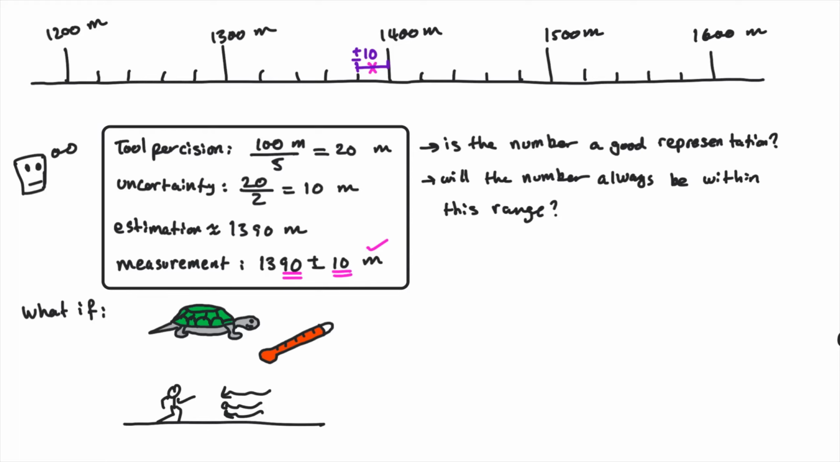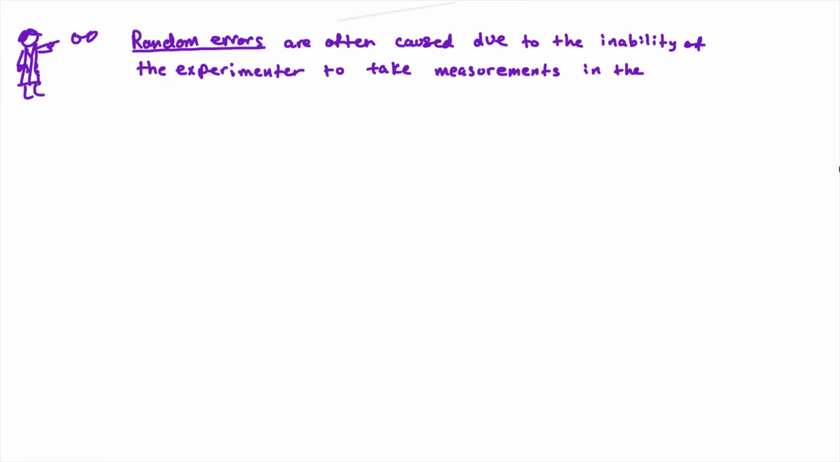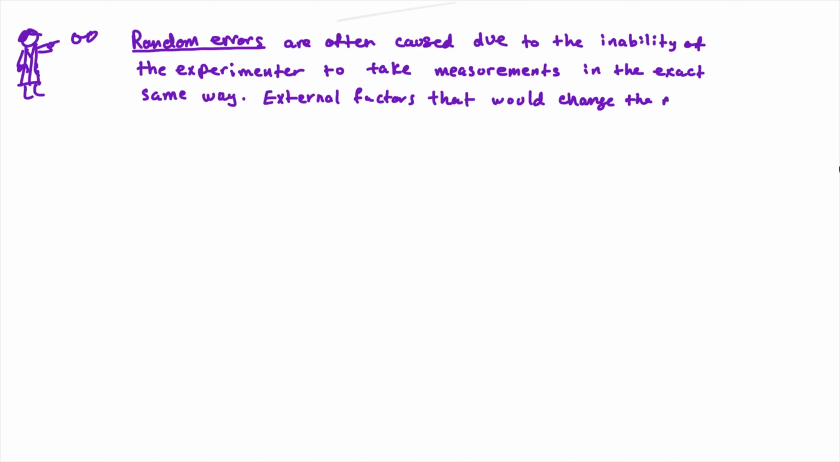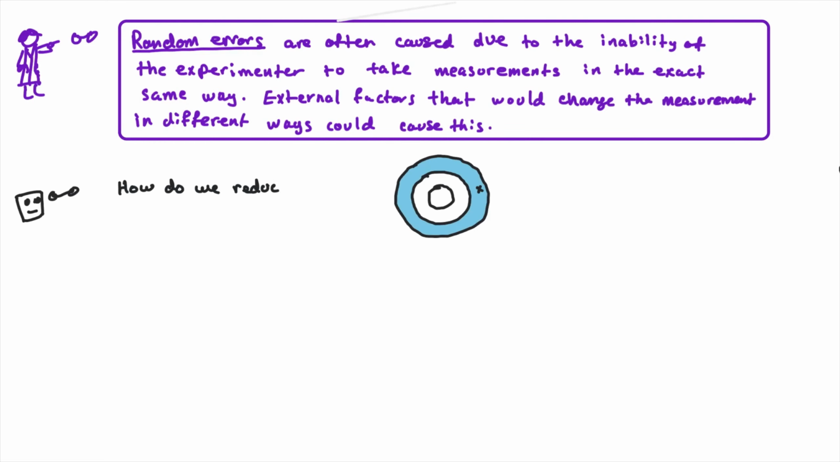Mr. S came to check up on them, and the group asked him these questions. Mr. S said that these are all examples of random errors in a measurement. Random errors are often caused by the inability of the experimenter to take measurements in the exact same way. External factors that change the measurement in different ways could cause this. Robo asked, how do we reduce it?